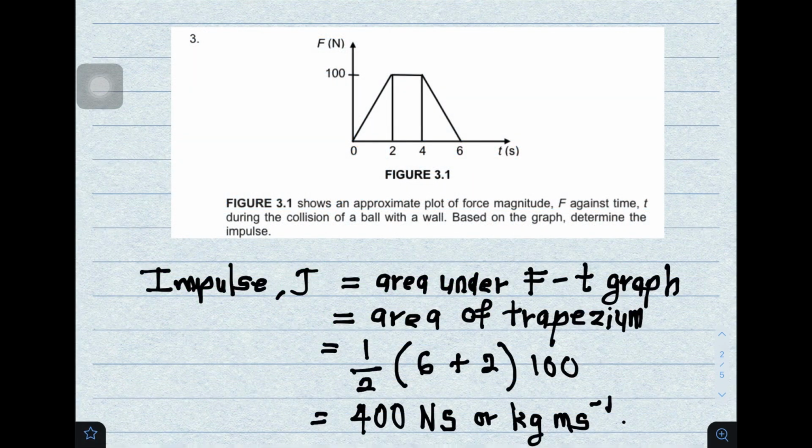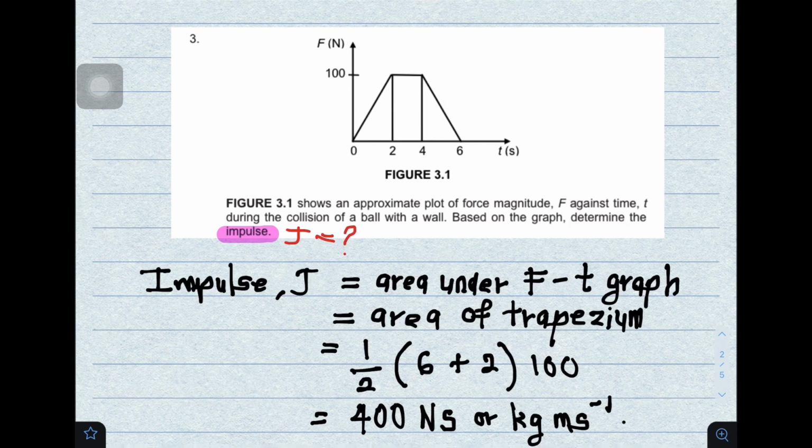Let's continue our discussion with question number 3. Figure 3.1 shows an approximate plot of force magnitude F against time t during the collision of a ball with a wall. Based on the graph, determine the impulse. So we need to find out what is the value of the impulse.